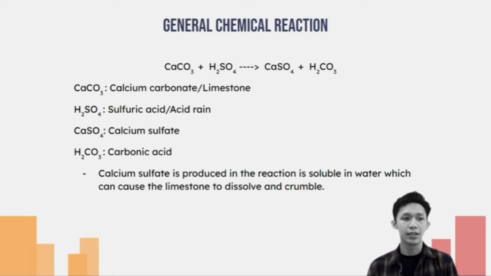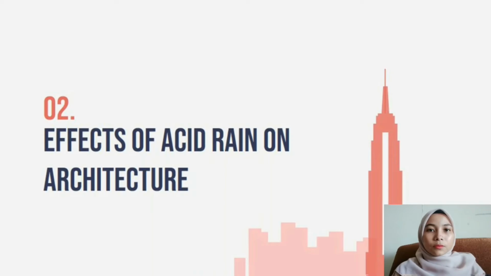Okay, this is one of the general chemical reactions that happen when acid rain reacts with the materials. For example, calcium carbonate or limestone reacts with sulfuric acid or acid rain to produce calcium sulfate and carbonic acid. So the calcium sulfate in the reaction is soluble in water, which can cause the limestone to dissolve and crumble. I think that's all for me. I pass to Bushra Amali.